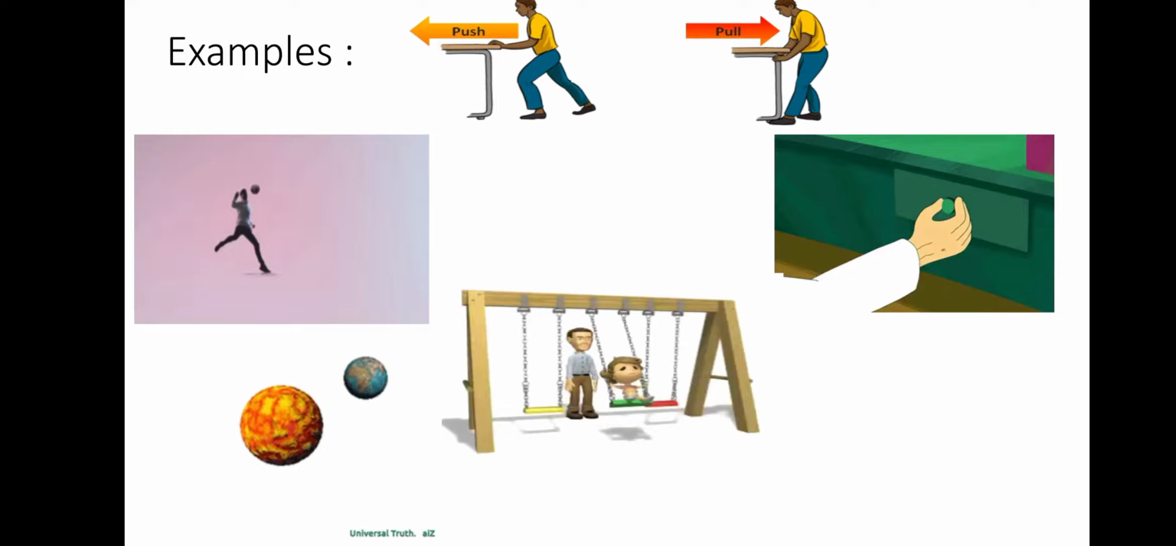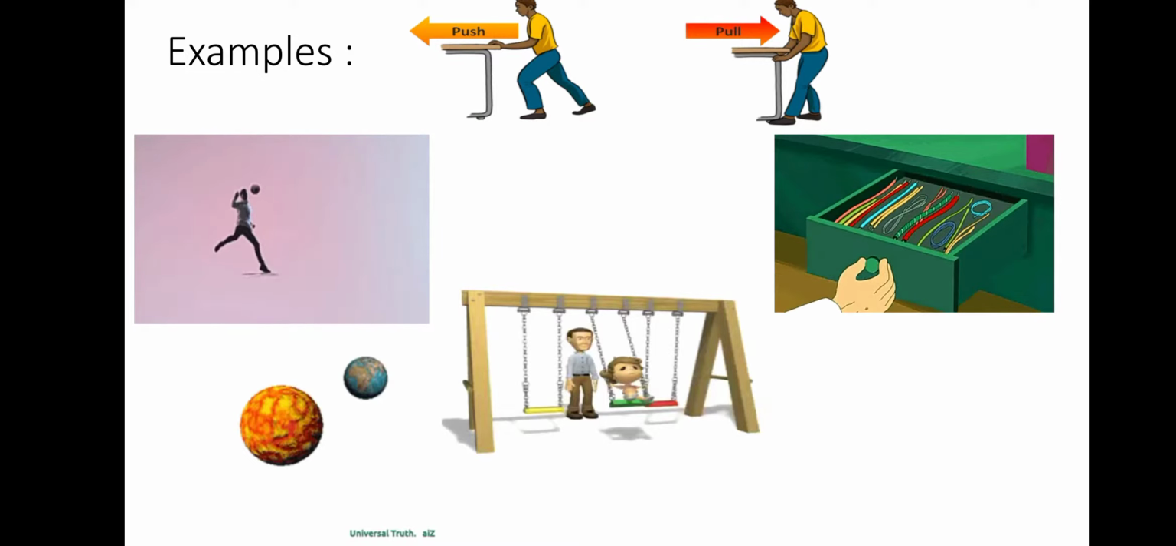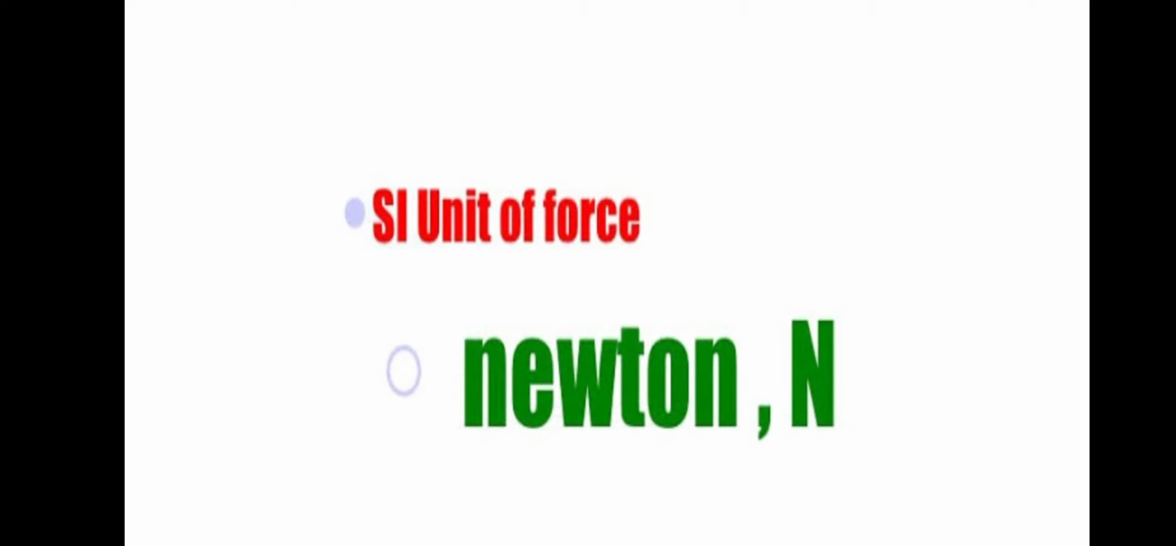Some examples here, like pushing a table is needing force. If we pull the table towards us, then also we have to apply some force. The boy kicking the ball, opening of the drawer, the man pushing the girl on the swing, the earth revolving around the sun are all examples where some sort of force has been executed. SI unit of force is Newton.